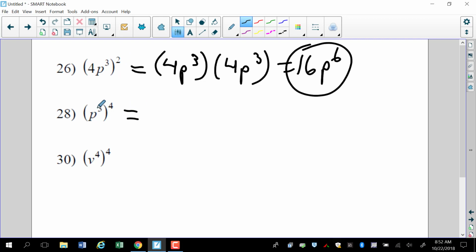This is a straight multiply the exponents, p to the 12th. And this is v to the 16th, just multiply the exponents.